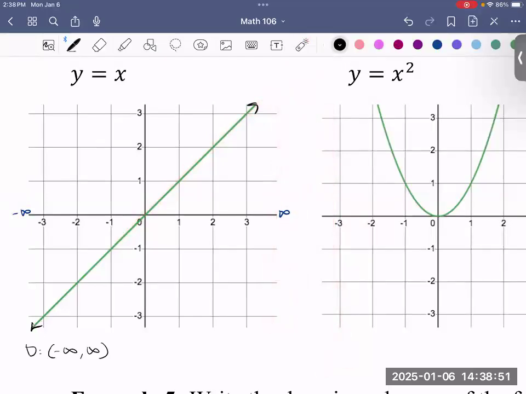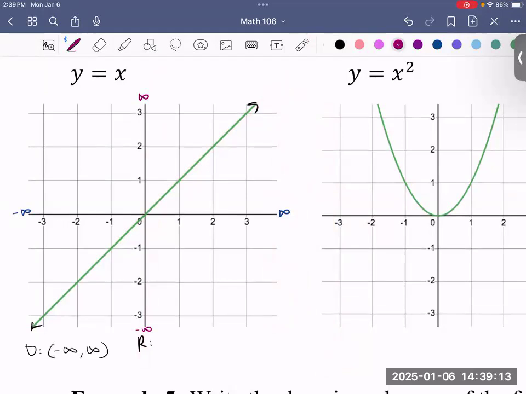Now, when it comes to your range, we are reading from bottom to top. Again, with your y values, we're going to read from bottom to top. So what is your smallest y value? Well, again, it goes off the page. So we are assuming we go from your smallest negative all the way to your largest. So one more time, from negative infinity to positive infinity.